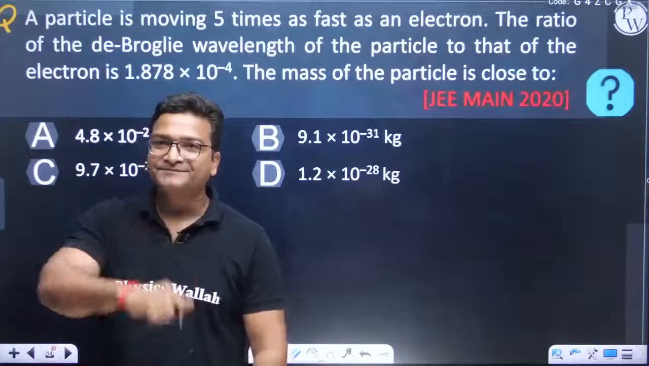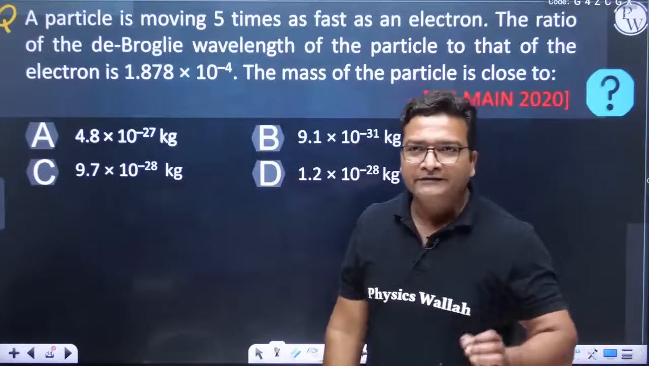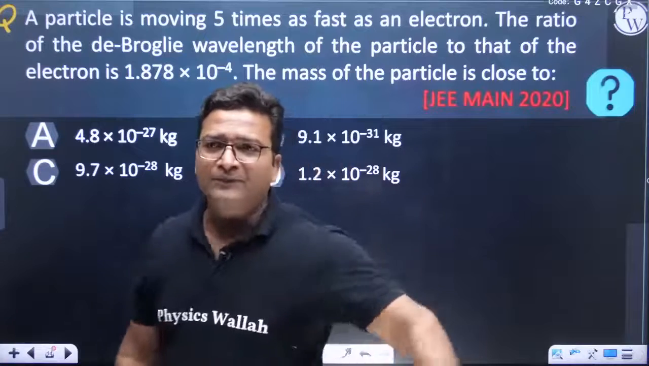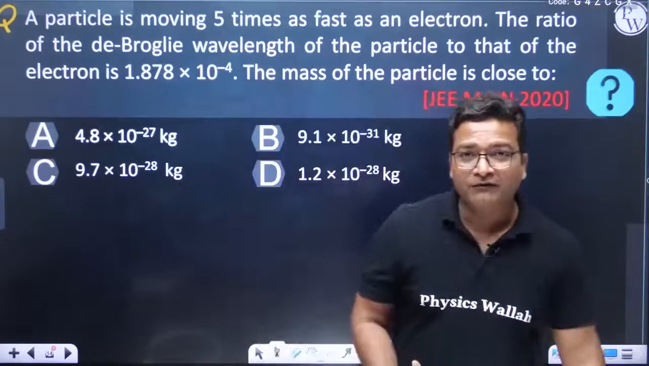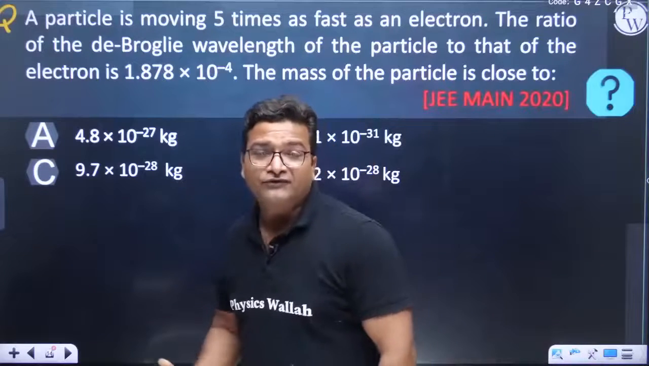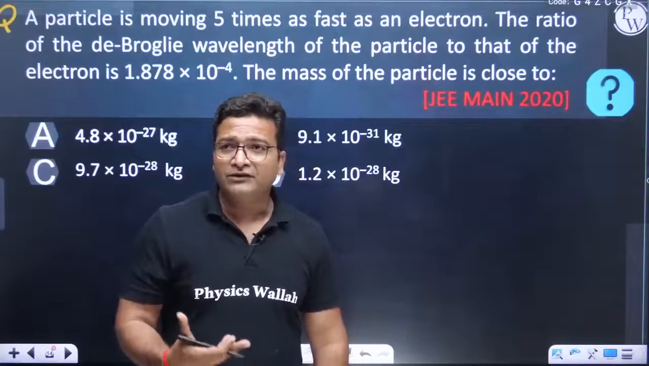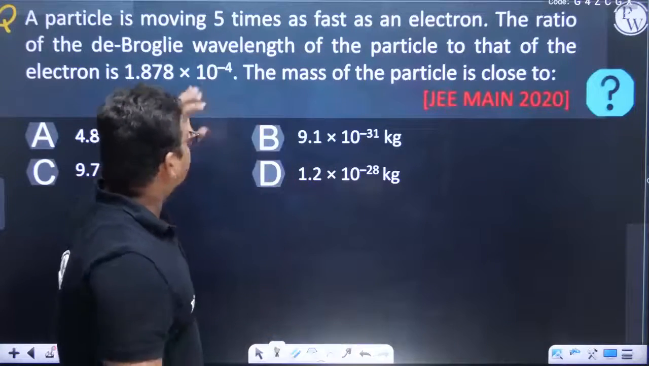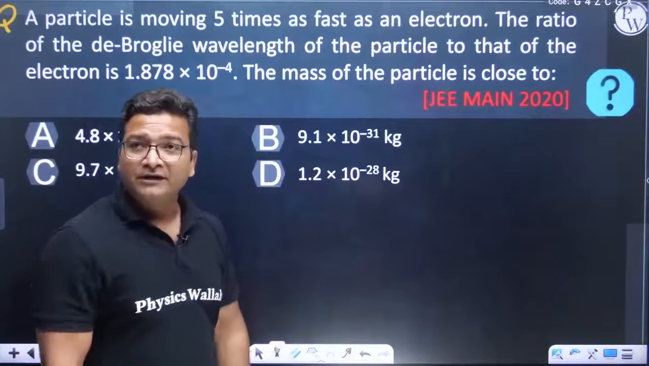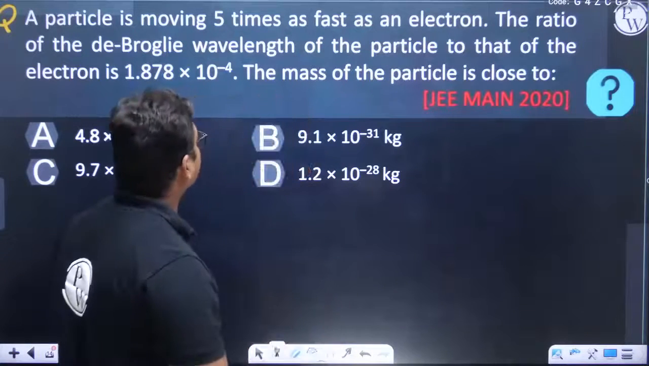Next question. Here we have the next question. Here in this question, they say a particle is moving 5 times as fast as an electron. So if we have a particle which is moving with 5 times the velocity of an electron, the ratio of de Broglie wavelength of the particle to that of the electron is this. We have been given the ratio of de Broglie wavelength. The mass of the particle is close to what?